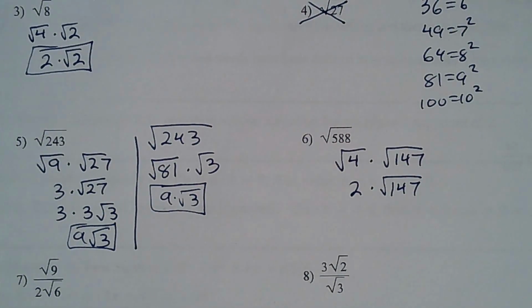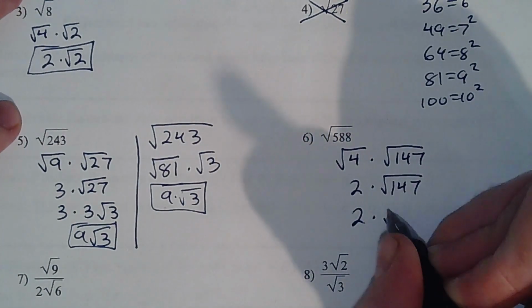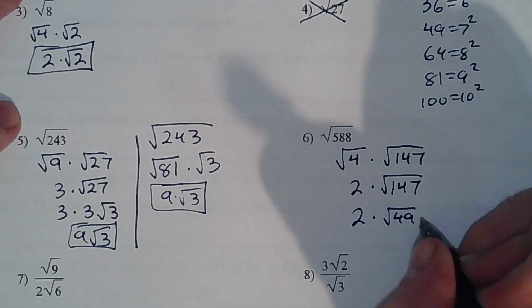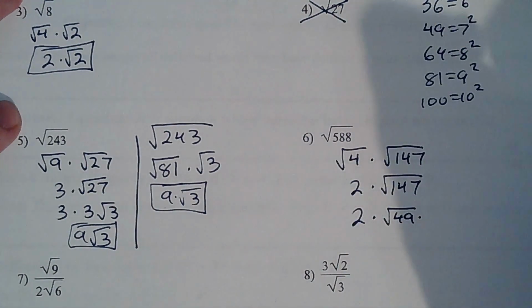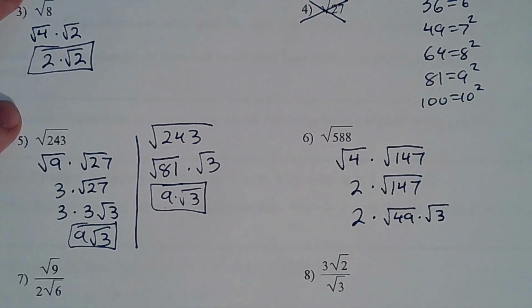I don't think so. Nope, not divisible by 9. So we gotta check what else could it be divisible by? Divisible by 16? No. 36? No. It is divisible by 49, though. We could do dividing by 49. So 2 multiplied by the square root of 49 multiplied by, it turns out 49 times 3 is going to work out for us.